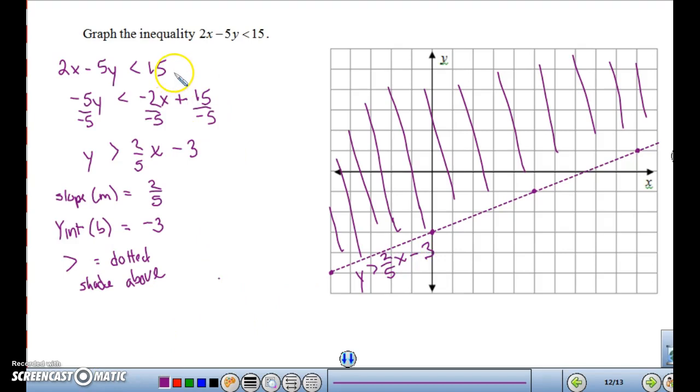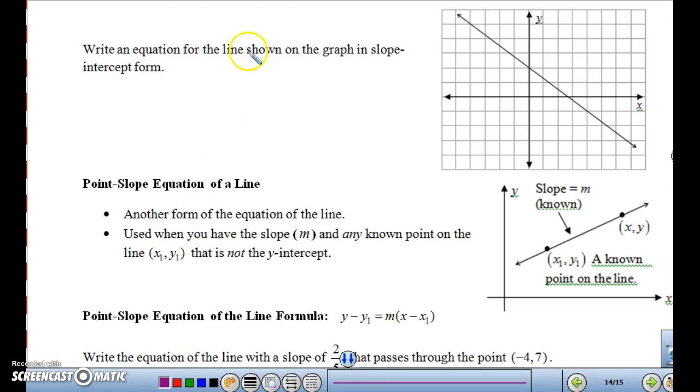So solve it to y equals mx plus b first, figure out your slope and y-intercept, figure out what kind of line you're going to draw, and where to shade. That should be reviewed from Algebra 1. Now that we know slope-intercept form, we should be able to write the equation of any line if we have a slope and a y-intercept. So let's look at the graph here and see if we can write the equation of the line.